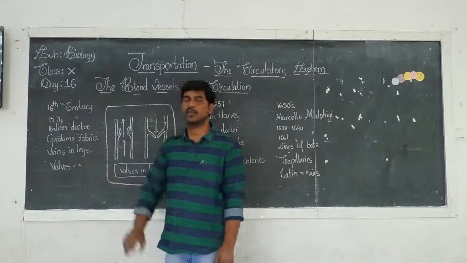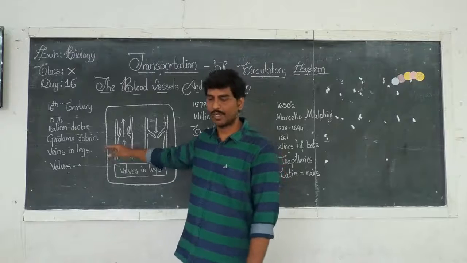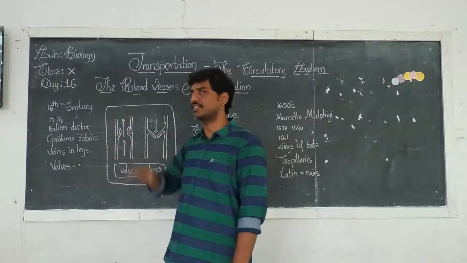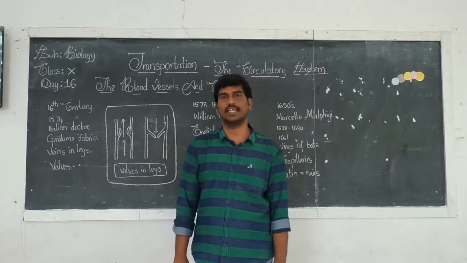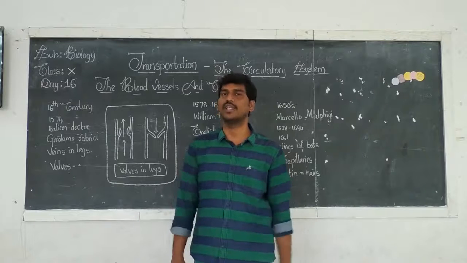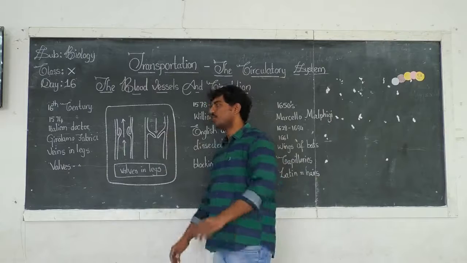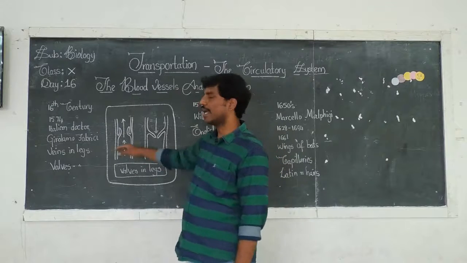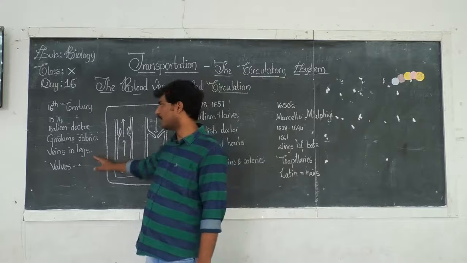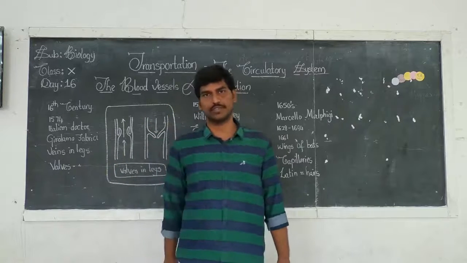He was studying the veins of the legs. Gabriele Fabrizi was the first person who started to study the veins in the legs, and how the blood is circulated through veins. This was what Fabrizi wanted to know. During that time, he saw that the veins in the legs contained some valves.